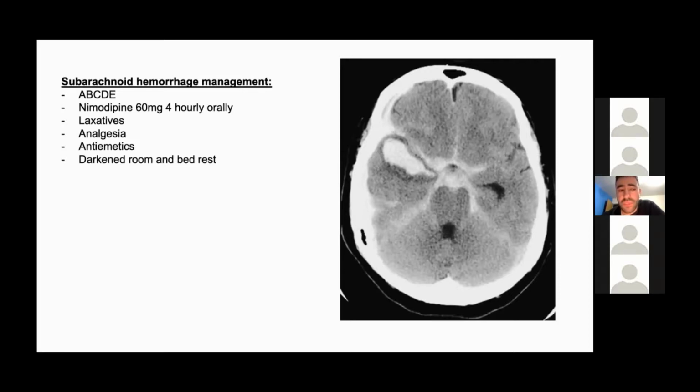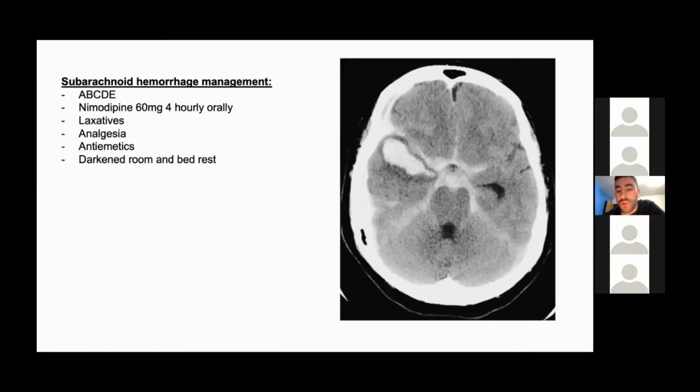And again, the principles here are ABCDE, and here ABCDE is actually really important because in subarachnoid hemorrhage you need to maintain a good blood pressure, okay? You don't want it to be too high. Usually we're talking over 200 is very concerning, but actually systolic over 180 is also quite concerning. Over 200, you can think about probably lowering it. The reason is that very high pressure can predispose an aneurysm to bleed again.